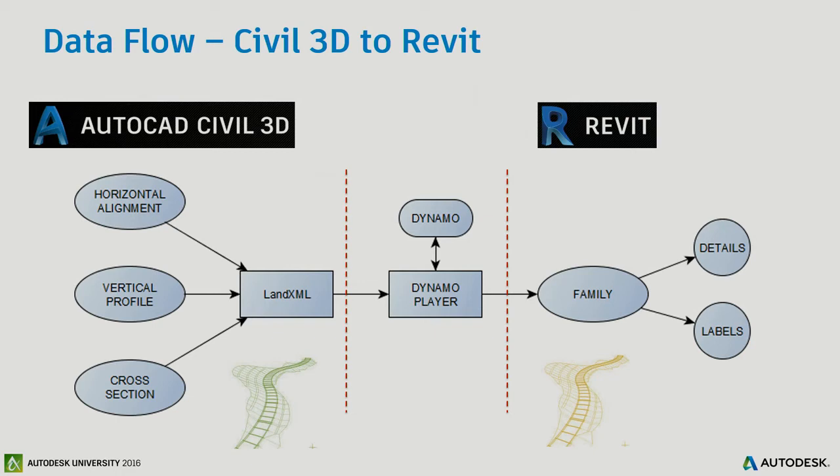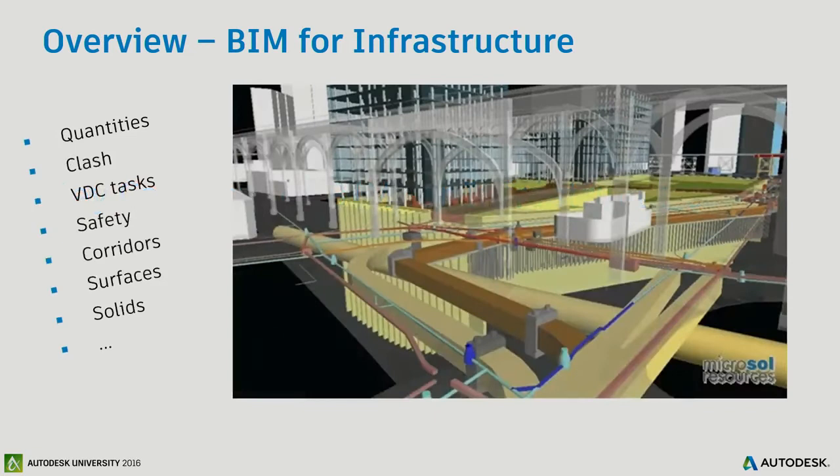Okay, here's a process map. This is the simplest one you're going to see today. So I'm going to do a horizontal alignment, a vertical alignment, and a cross-sectional design. How do we get this curvilinear project into Revit? We're going to do it via LandXML. That's going to be our transfer tool. And then Safi's going to show you how you take the data in LandXML and use Dynamo to get it into Revit. Key concepts for BIM for infrastructure.